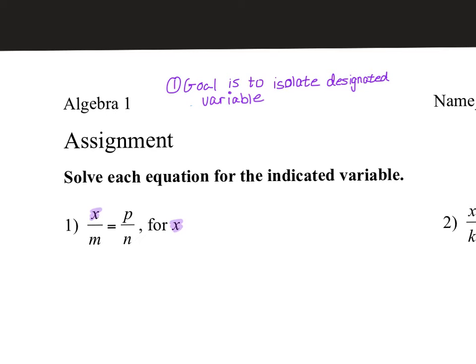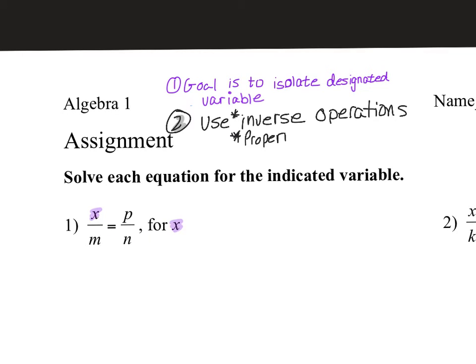How are we going to isolate that designated variable? Well, we're going to use two big ideas. We use inverse operations, exactly the same way that you do with just regular equations that have variables in them. So we're going to use inverse operations, and we're going to use properties of equality, the big kid word for what I do to one side. Oh, that should be plural, properties, sorry, of equality. So nothing new here, okay? Still the same big idea.